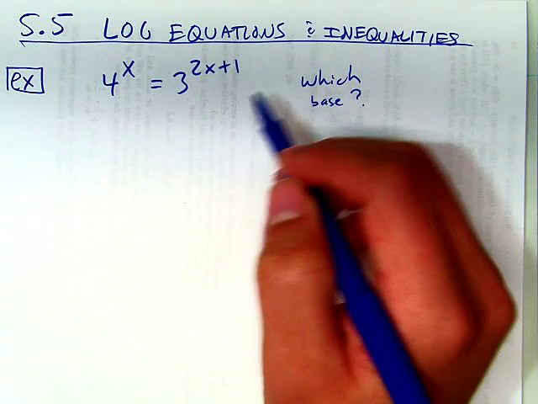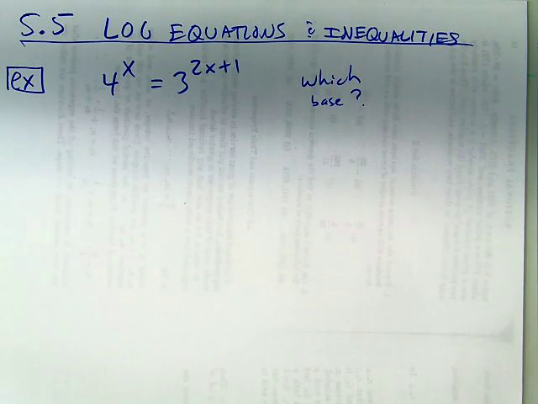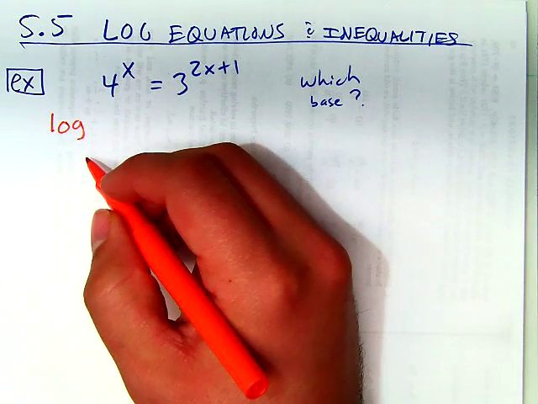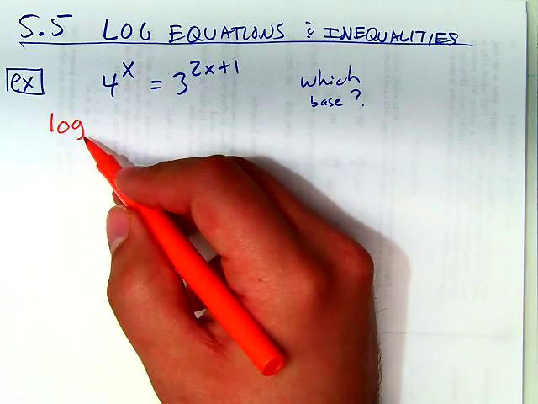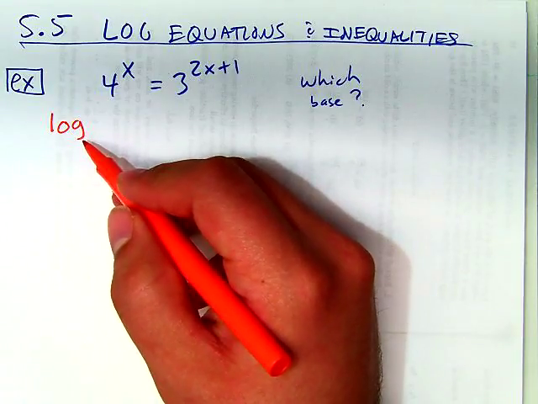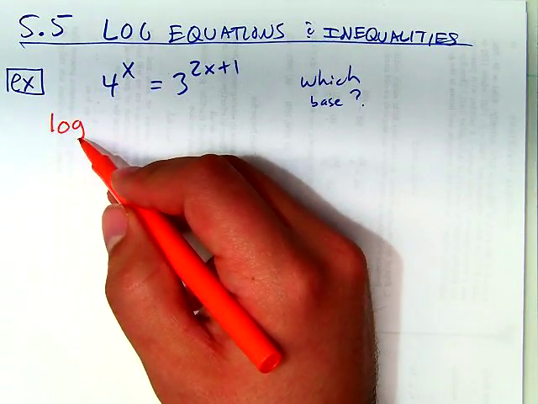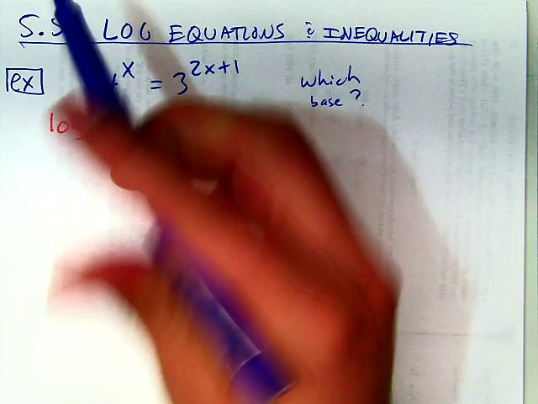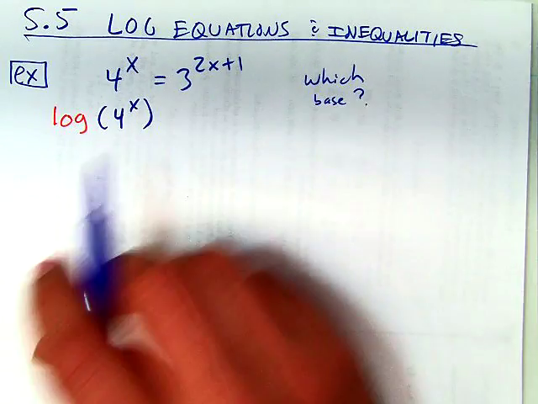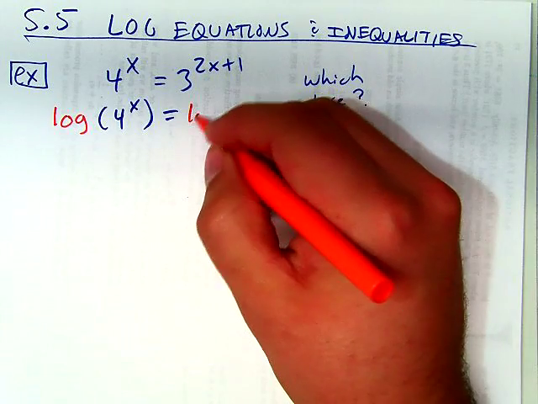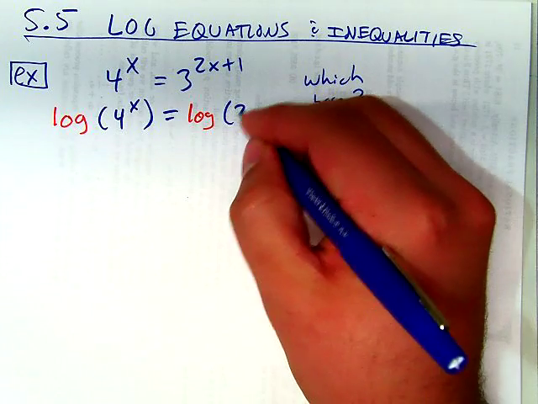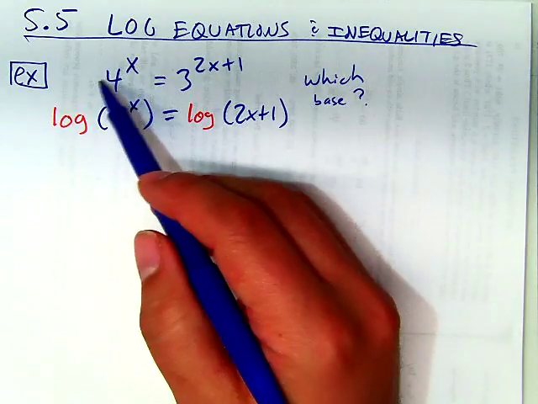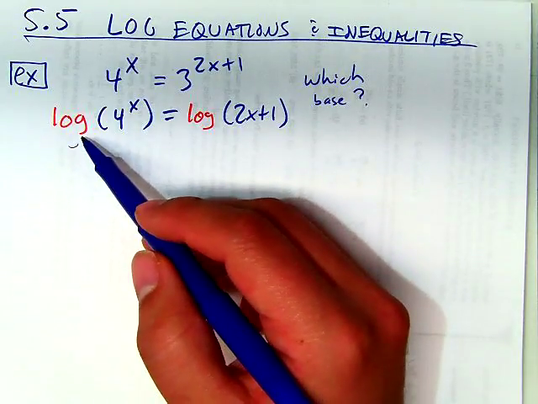Instead of worrying about which base to pick, we're going to do something new, which is to actually take the log, and it can really be in any base. Since base 10 is frequently used, you could even do ln if you wanted to, which is base e. I'm going to go with regular old log, the log base 10 of both sides. So log of 4 to the x is going to equal log of 2x plus 1. So this is the first step: take the log of both sides, or if you prefer, you can take the natural log of both sides.